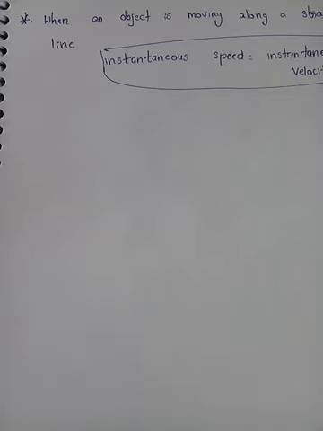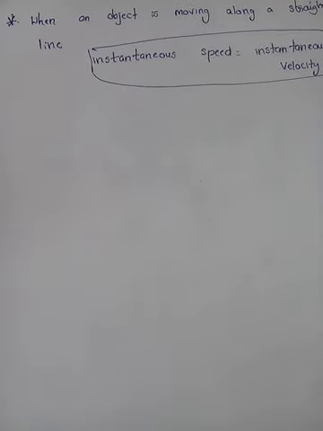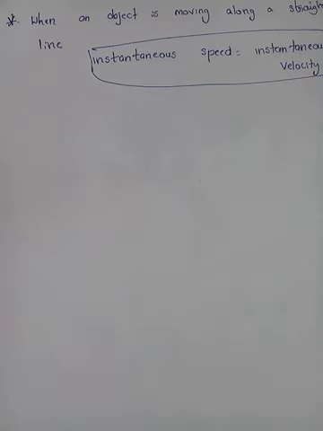Good morning, students. In the last class, we discussed types of velocity. So, how many types of velocity are there? As well as four types of speed. Those are uniform velocity, non-uniform velocity, average velocity, and instantaneous velocity.